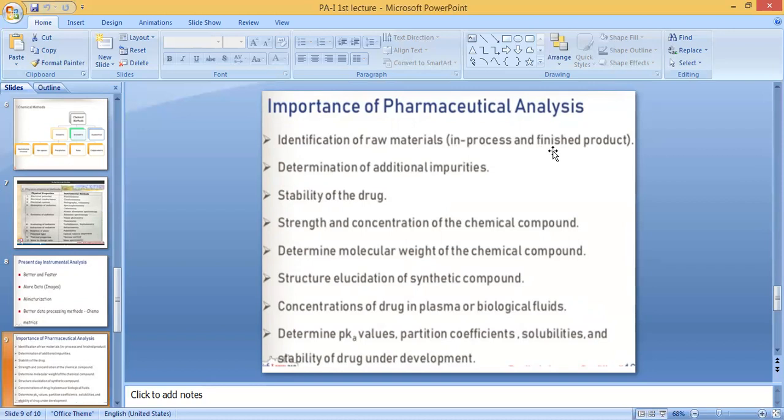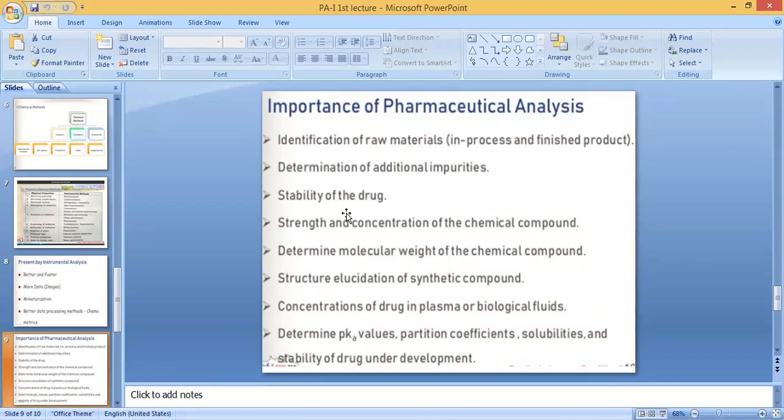Next, analysis also plays a very important role in determination of additional impurities. Impurities are present in any sort of drug or drug product. Impurity in the form of chlorine, bromine or iodine can be incorporated. So analysis helps in finding out the impurities and minimizing their concentration in the sample. Next, with the help of analysis, we can find out the stability of the drug products by analyzing them at various steps, that is at raw material identification, in-process and finished one also.